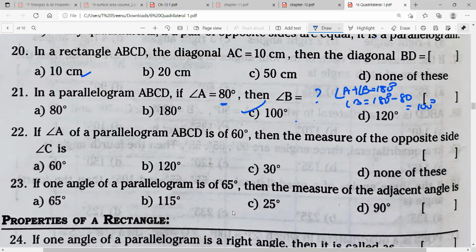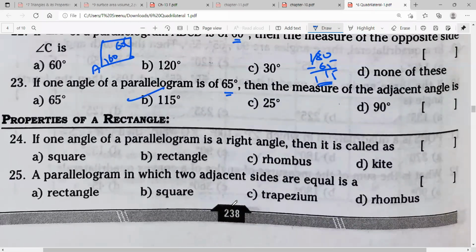If angle A of a parallelogram ABCD is 60, then what is the measure of the opposite angle C? So I will draw a parallelogram. A is 60, yes, C is also 60. Opposite angles are equal. One angle of the parallelogram is 65. Measure of adjacent angle is 180 minus 65. How much? Yes, 115.